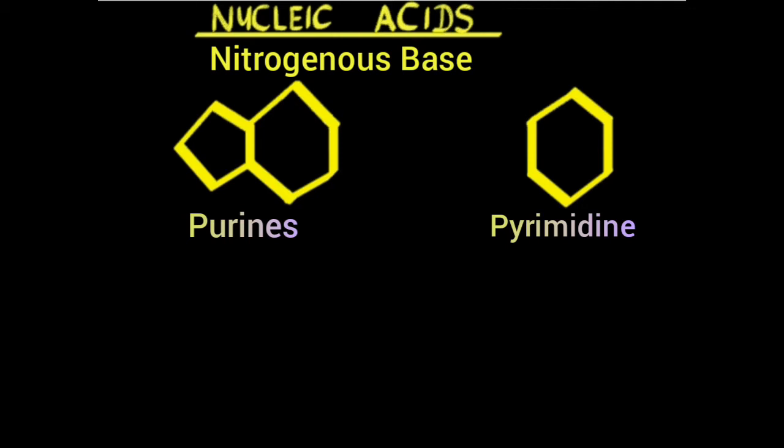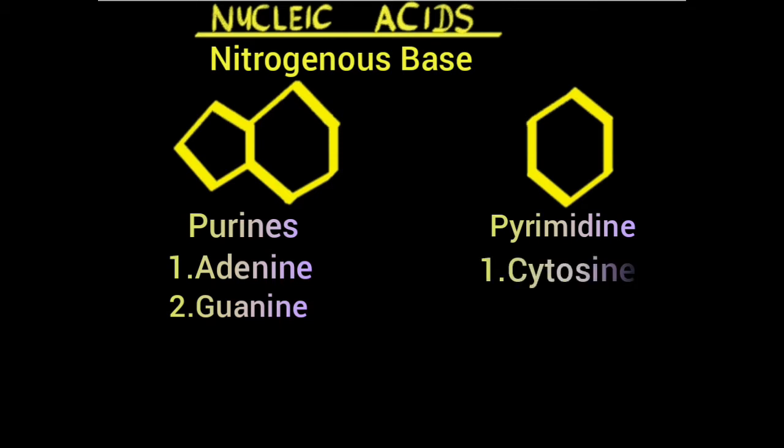Now, there are two types of purines, and these are one, adenine, and the second is guanine. There are three types of pyrimidines. The first one is cytosine, the second is thymine, and the third is uracil. These are the types of purines and pyrimidines we have.